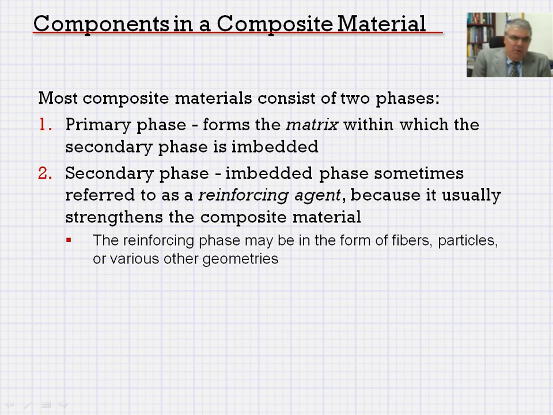So what are some of the components in a composite material? Let's talk about the major components. Most composites, not all, consist of two phases. One is the primary phase, the other is the secondary phase. The primary phase is where we form the matrix. This matrix holds the material together, and this is where we build the foundation in which we can bring the secondary phase and embed it into the primary phase.